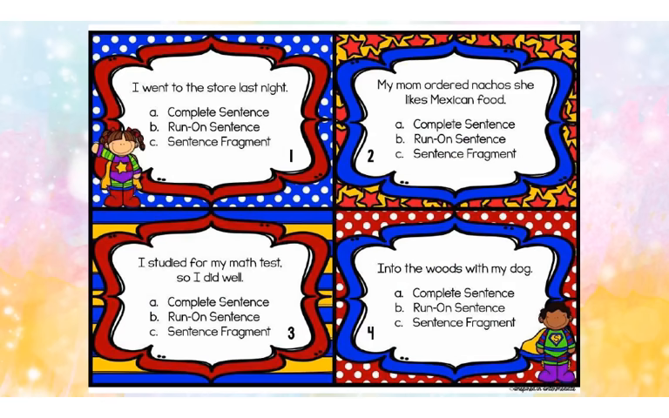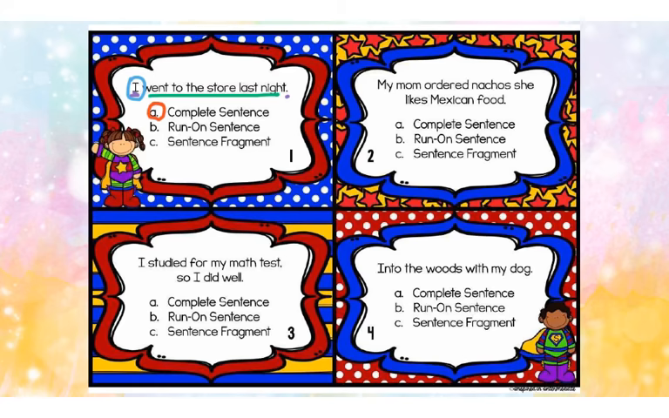So let's put it all into practice with example number 1. I went to the store last night. Do you think that this is a complete sentence, a run-on sentence, or a sentence fragment? Let's think about it. It has a capital letter and it has punctuation. We have a subject because it gives us I, and it tells us what we are doing. Went to the store last night. So this is a complete sentence.